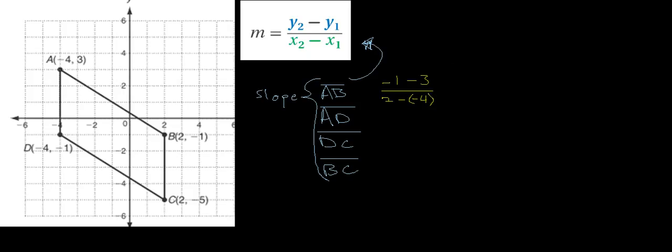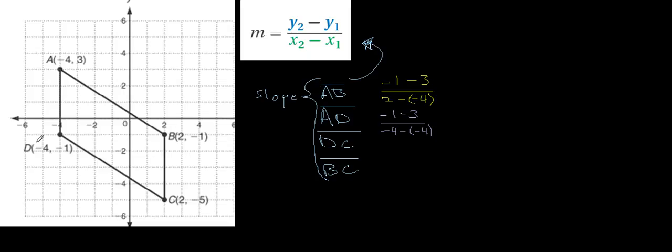Now I'm going to change colors, and I'm just going to set up the slope formulas for each of these real quick. Let's look at line segment AD, and I'm going to keep point A as my x sub 1 and y sub 1 value still. So take -1 for y sub 2 and subtract 3. Now I'm going to take -4 and subtract -4.